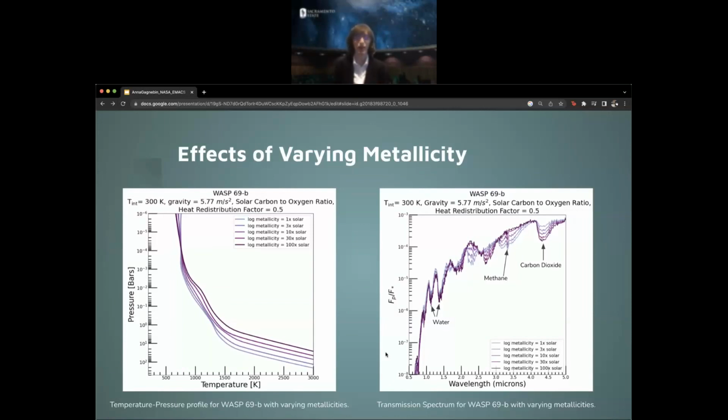On the left here, we have the temperature pressure profile with varying metallicities, and you can see that high up in the atmosphere, lower metallicities tend to have higher temperatures. And then it switches as you get deeper in the atmosphere, close to the planet. Higher metallicities have higher temperatures at each pressure level. And then for the transmission spectrum, for carbon dioxide, higher metallicities tend to have deeper spectral features, and lower metallicities have deeper features for methane.